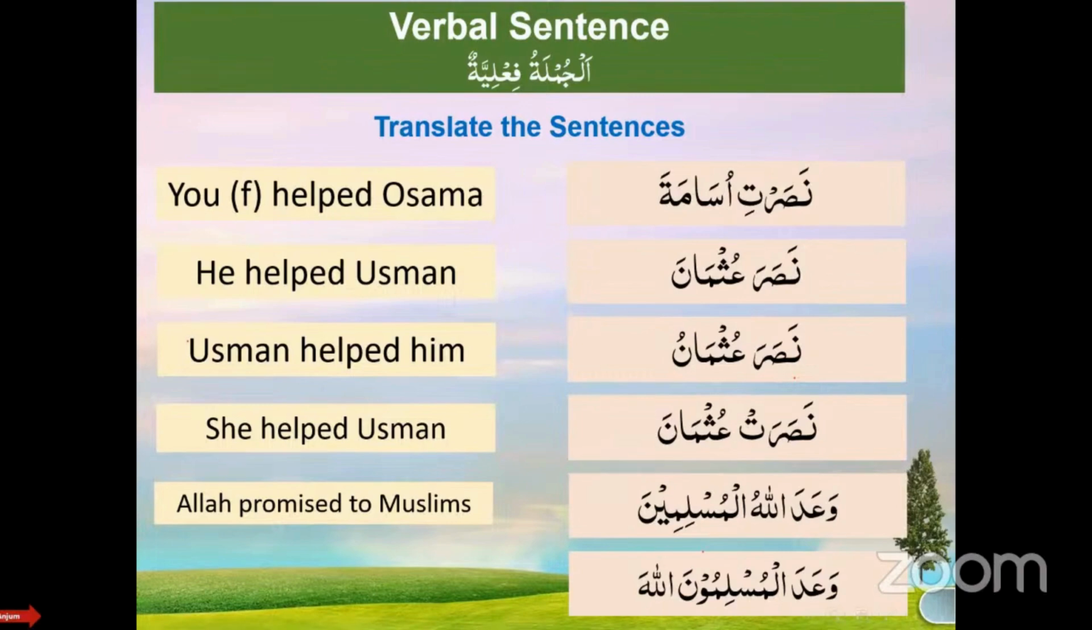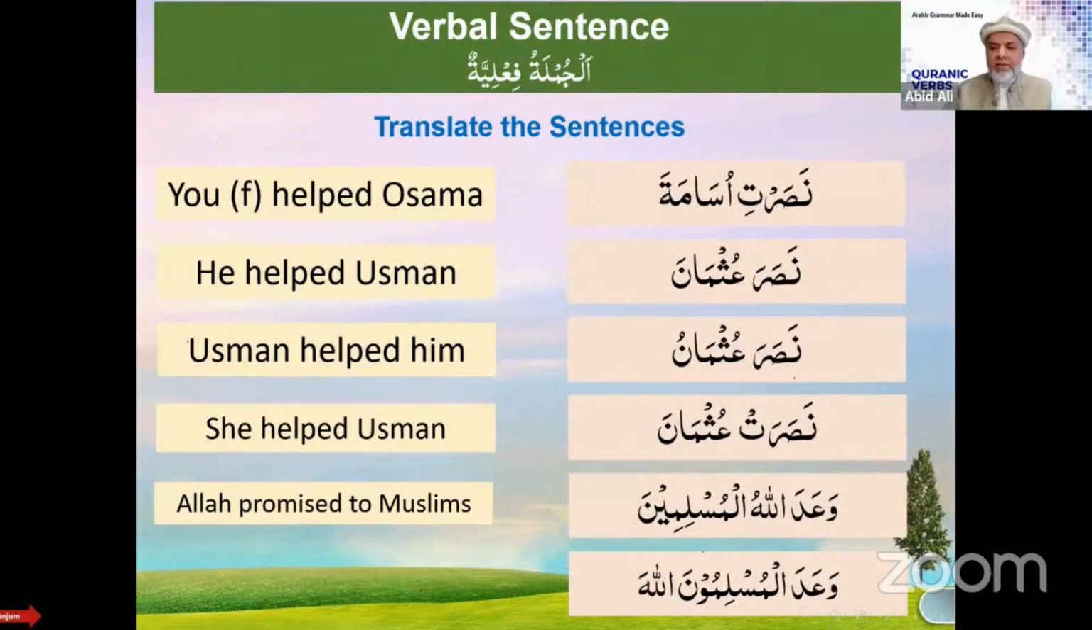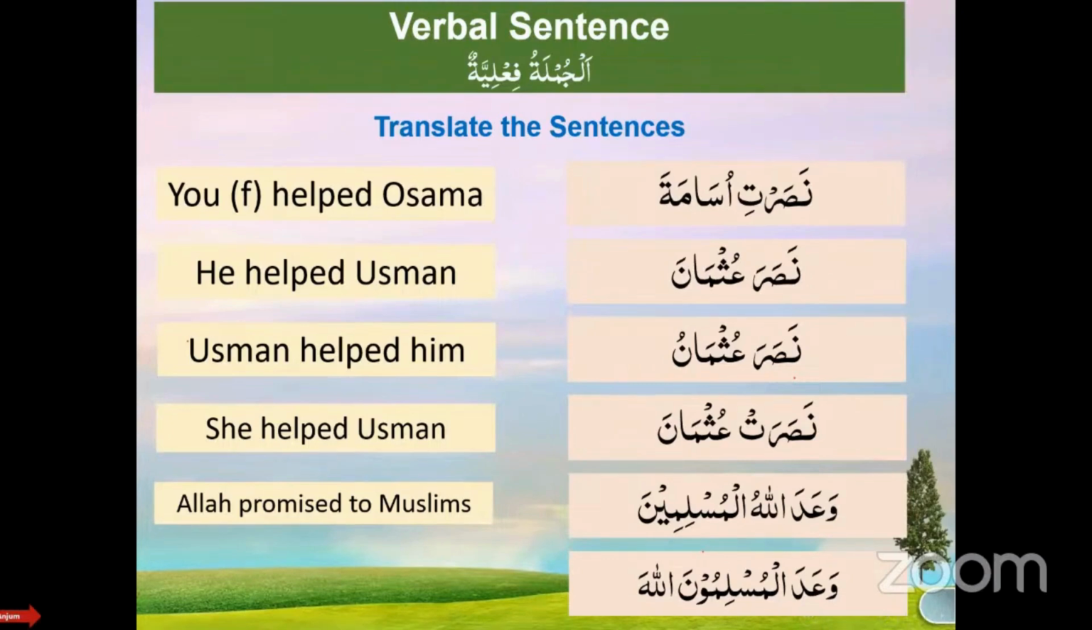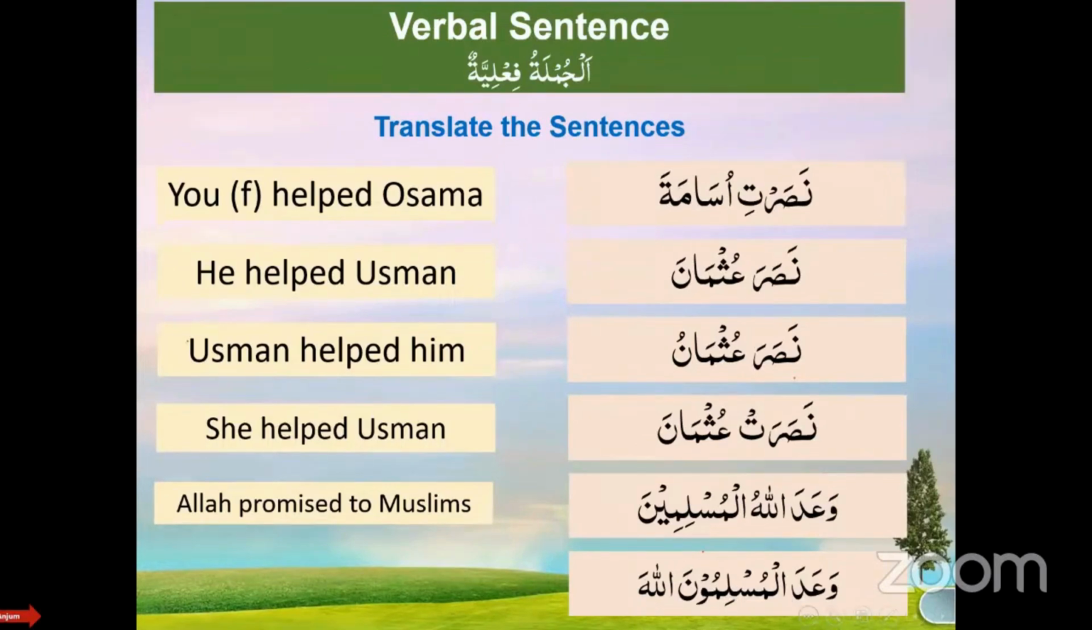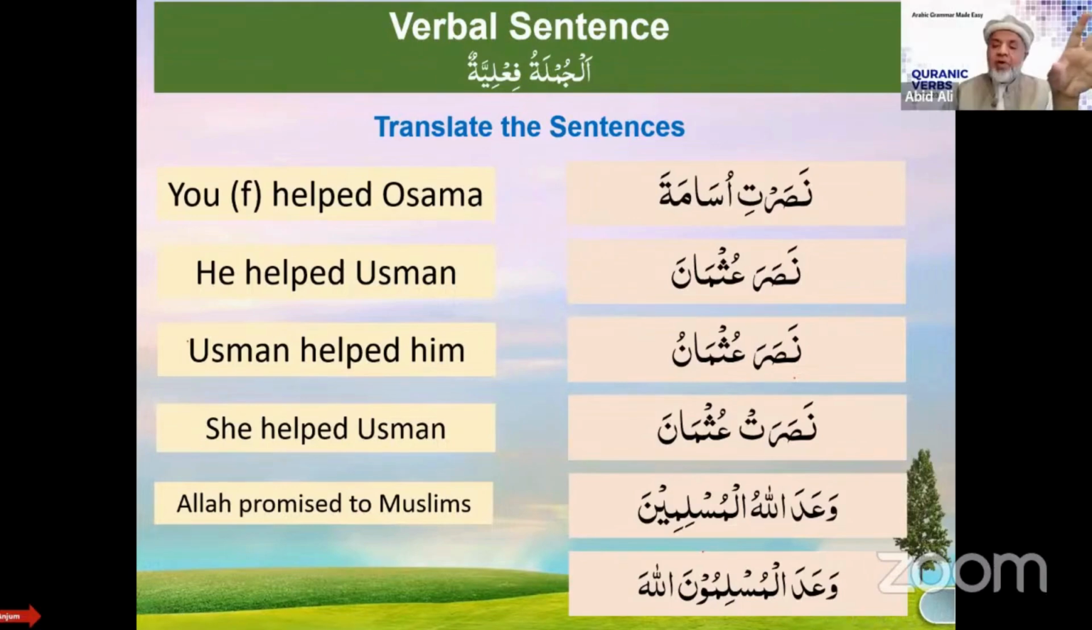Okay, if you don't know, you can pass it on. Anybody else? The Muslim promised to Allah. So what happened here from Wa'adallahul Muslimina to Wa'adal Muslimuna Allah? In Wa'adal Muslimuna, who's the fa'il? Muslimuna is the fa'il. Okay, finally I have a brother, Wasim.